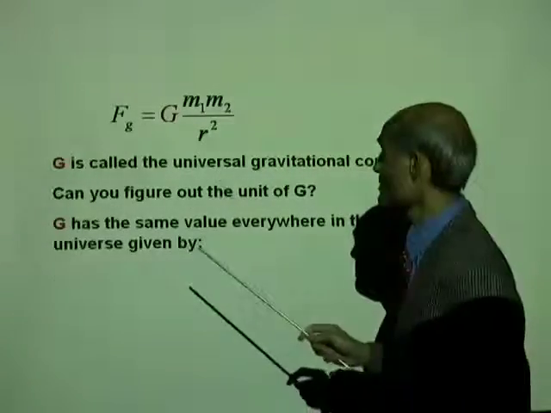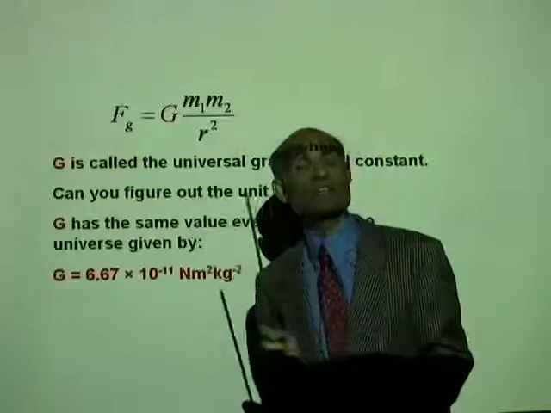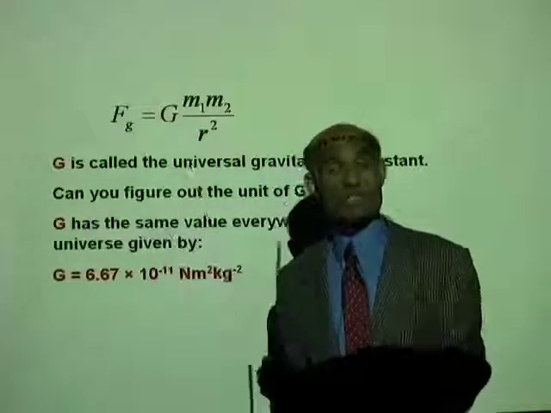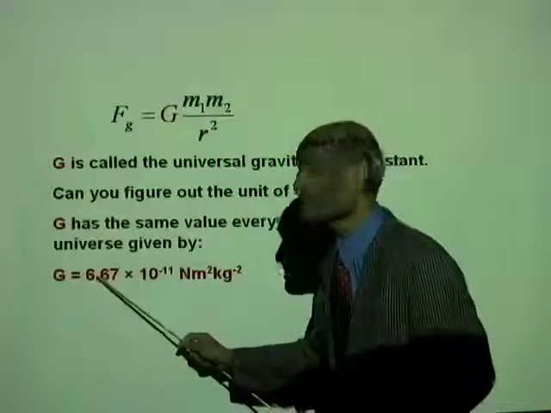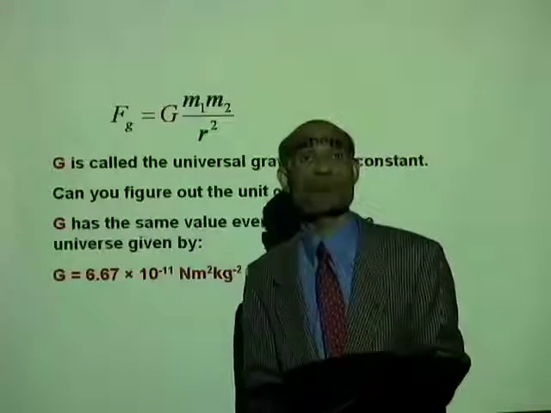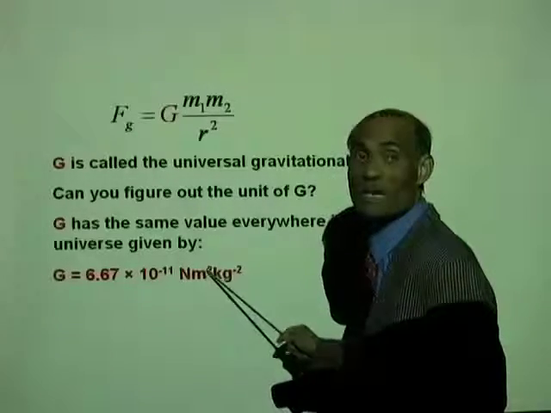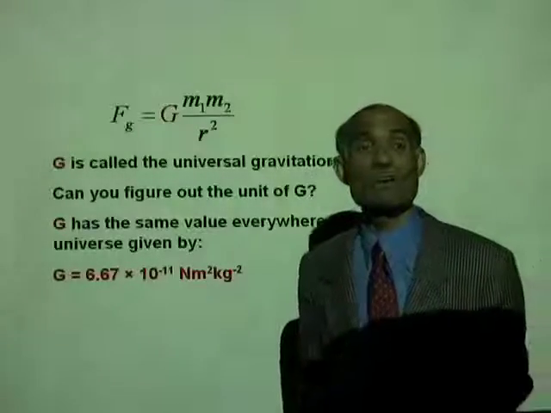That's right. So G has a value, it has been measured. G has been measured very accurately. It has a value of 6.67 times 10 to the power of negative 11 Newton meter squared per kilogram squared.